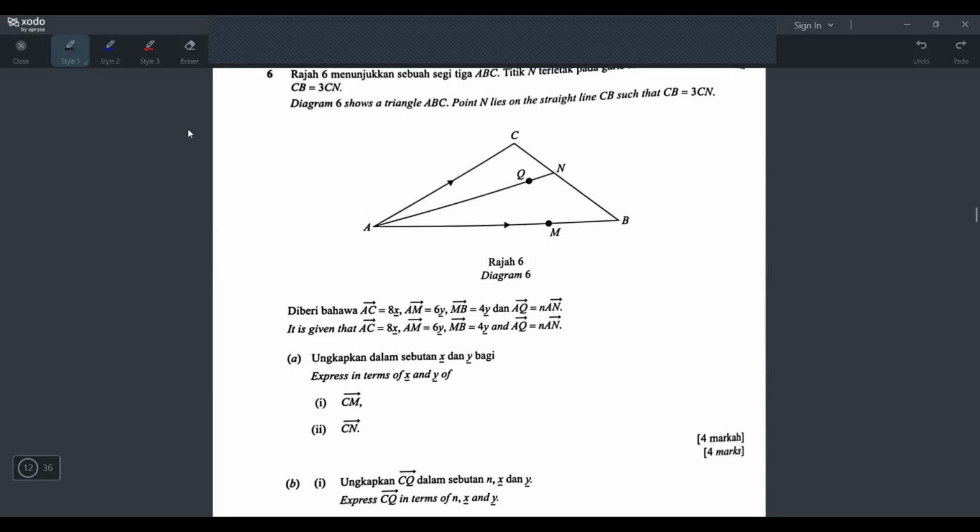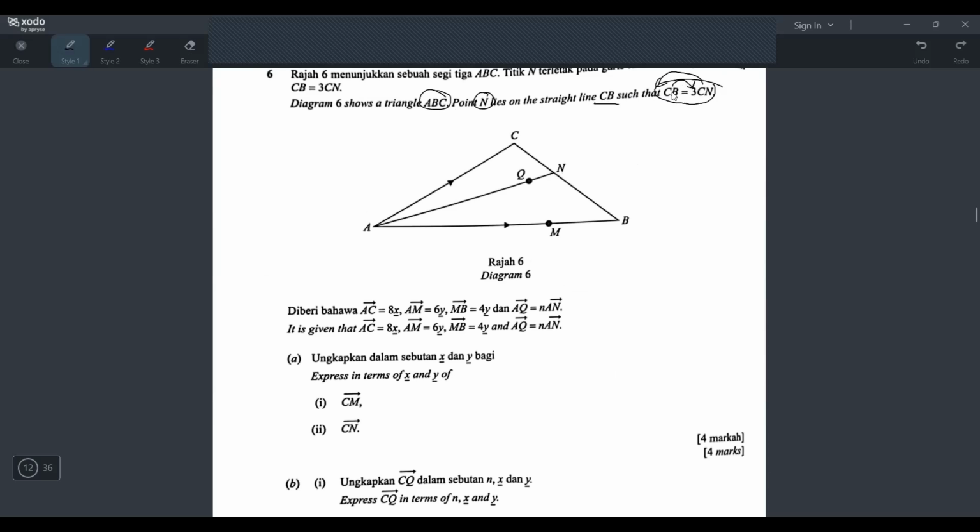Okay, question number 6. This is definitely a vector question. Let's read. Diagram 6 shows a triangle ABC. Point N lies on straight line C to B. Let's check. N lies on C to B. Okay, correct, such that CB is 3CN. What does it mean by this? It means CB ratio is 3, CN ratio is 1.